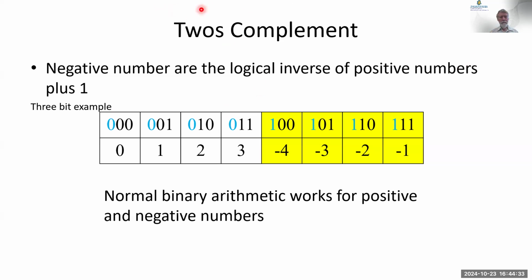There is a standard for two's complement numbers that we'll not worry about. But here are the values for a 3-bit number. Again, you can see the pattern goes 0, 1, 2, 3, and then the ones that start with a 1, which makes them negative, go -4, -3, -2, -1.